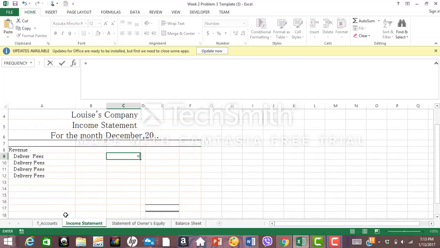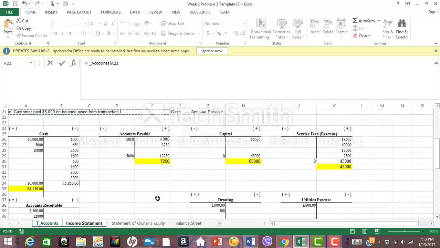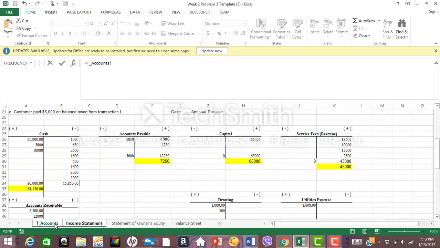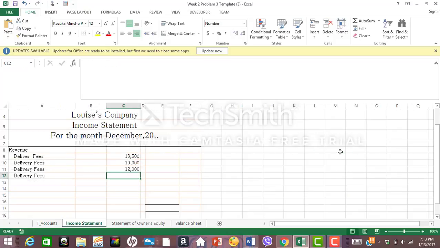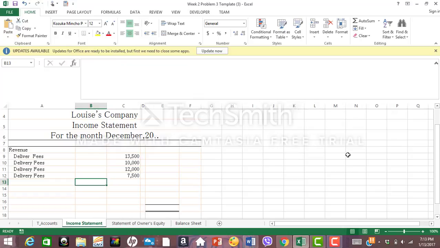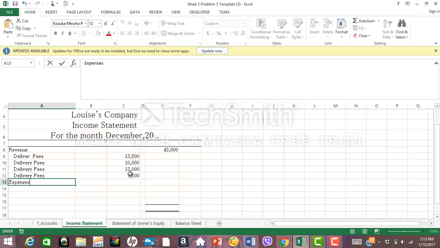And then we have the amounts, which I'm going to put right here. The amount of the first delivery fee, which is our revenue, is 13,500. The second one is 10,000. The third one is 12,000. The fourth one is 7,500. So your total revenue, which will be up here, is the sum of these, which is 43,000. And then we have expenses, which is minus your expenses.